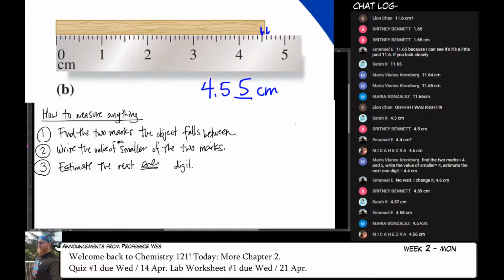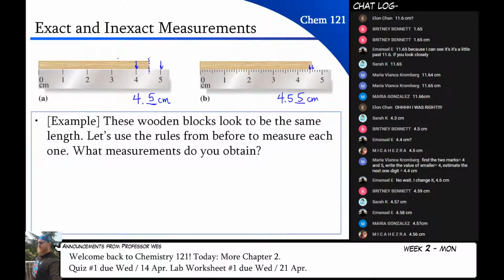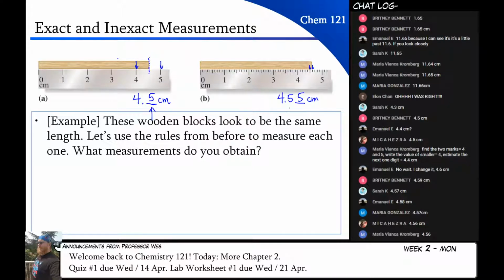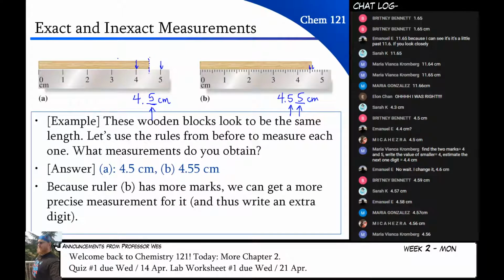All right, we've got our results down. Let's look at them both side by side. And you'll notice that on the left here, we only got 1 decimal place, right? But on the right, we got 2. And so the number of marks on the tool that you are using tells you how many digits you need to write down.